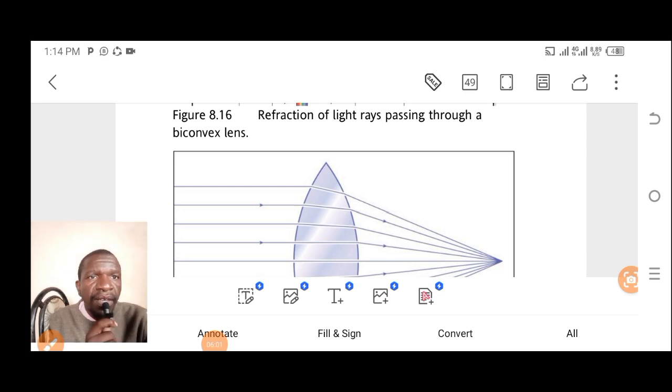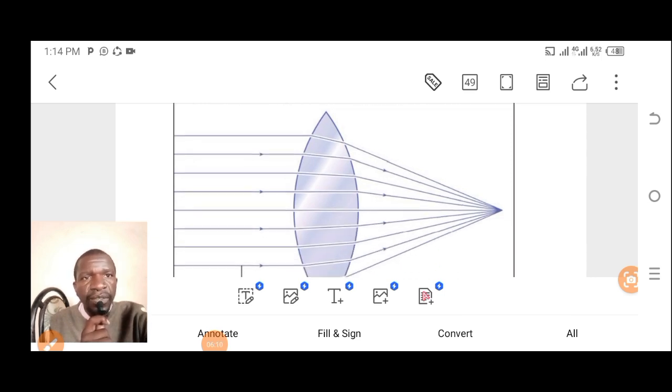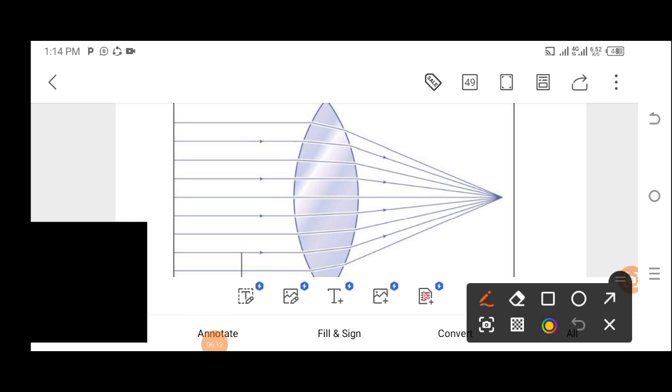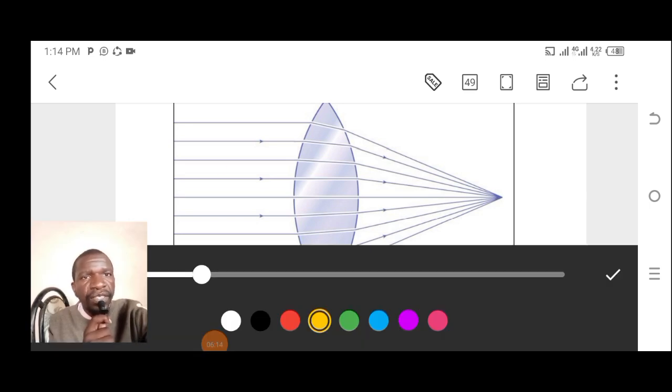So I want to illustrate the concept of refraction. To refract is to bend. Now, light travels in a straight line, as you can see. Look from here. Let me highlight it for you to be able to see. Light moves in a straight line, as you can see here.